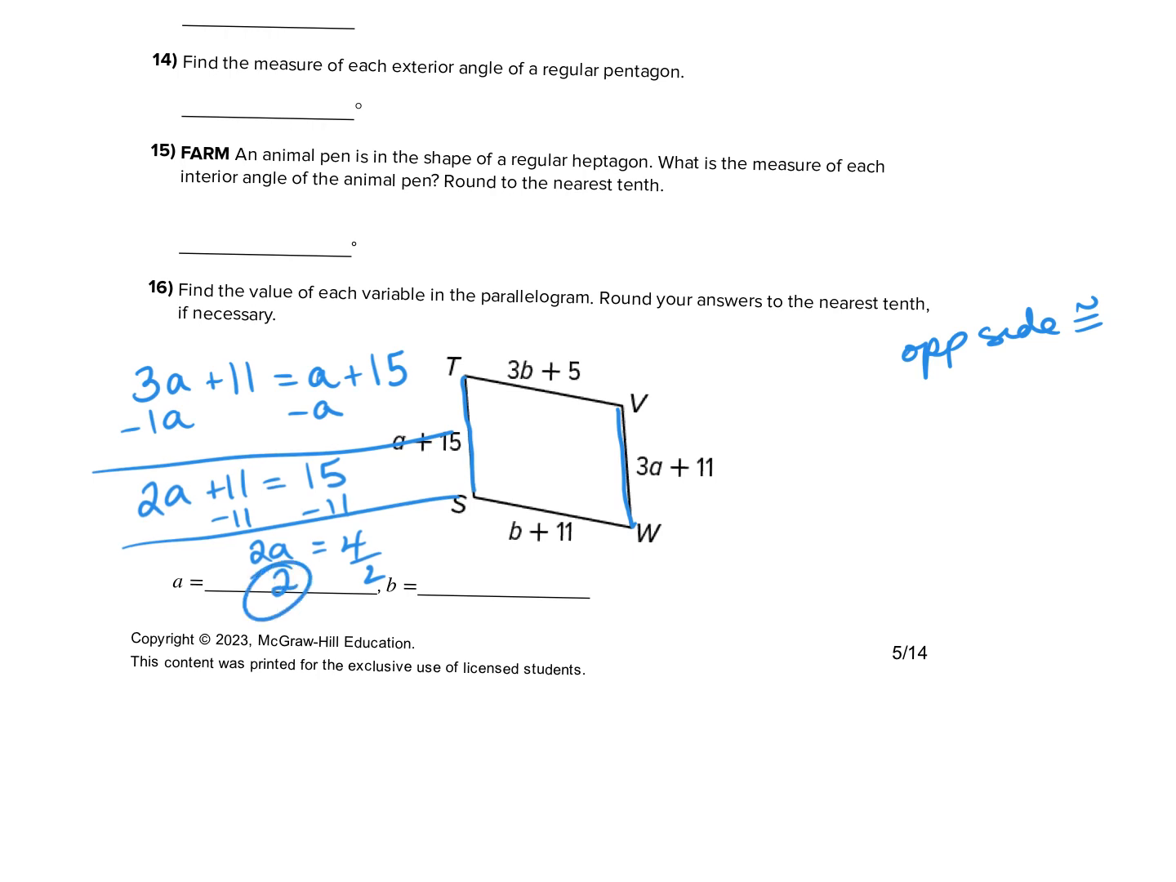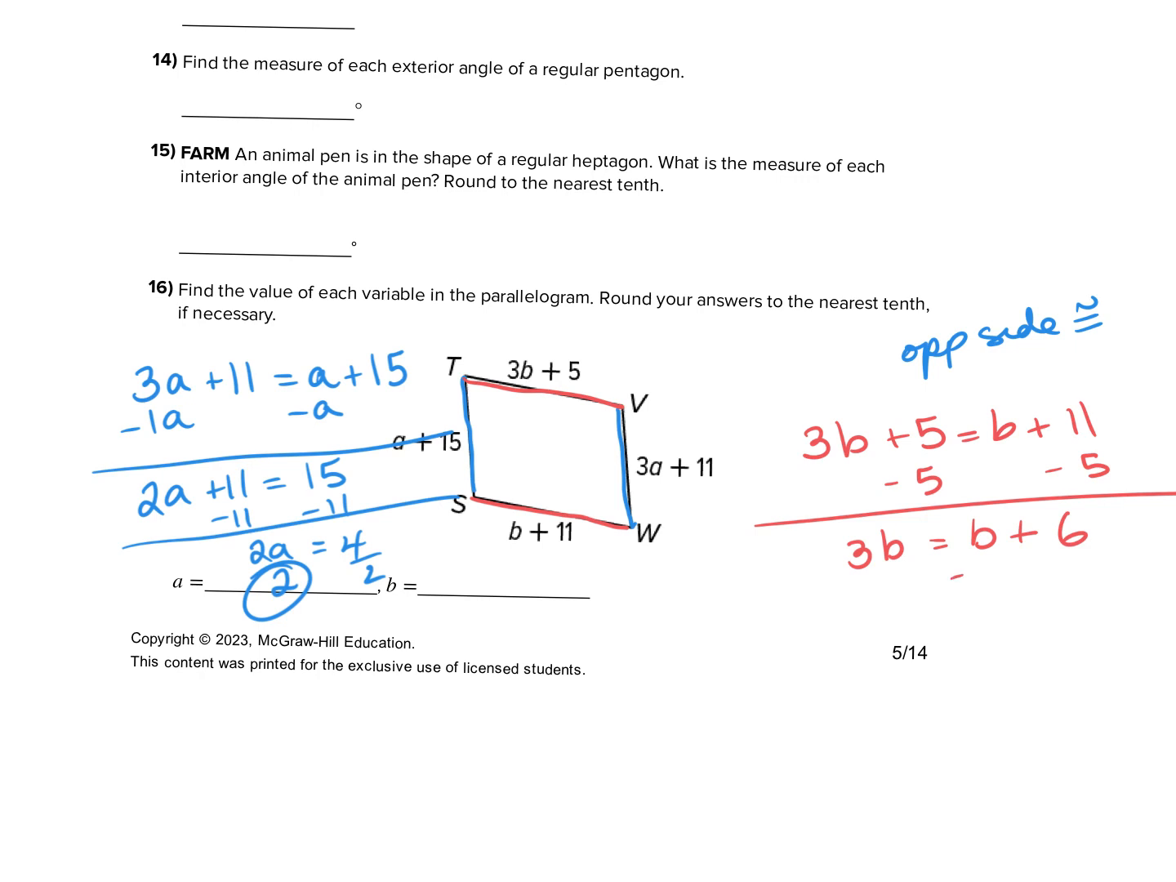Okay, so we're going to do the exact same thing for B. TV and SW are opposite sides, so therefore they're also congruent. So 3B plus 5 equals B plus 11. Subtract 5 from both sides. I get 3B is equal to B plus 11 minus 5, which is 6. Then subtract B from both sides.